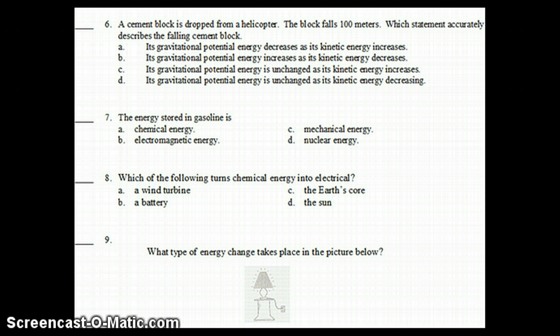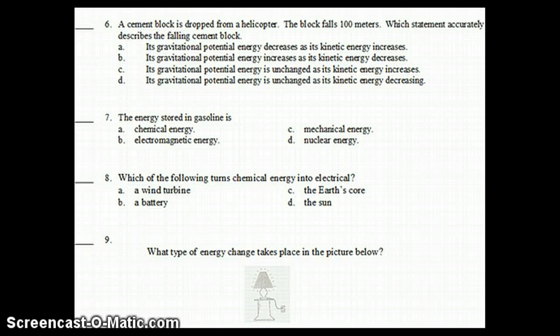Number 6, a cement block is dropped from a helicopter. The block falls 100 meters. What statement accurately describes the falling cement block? Is it A, gravitational potential energy decreases as its kinetic energy increases? B, its gravitational potential energy increases as its kinetic energy decreases? C, its gravitational potential energy is unchanged as its kinetic energy increases? D, its gravitational potential energy is unchanged as its kinetic energy decreases.